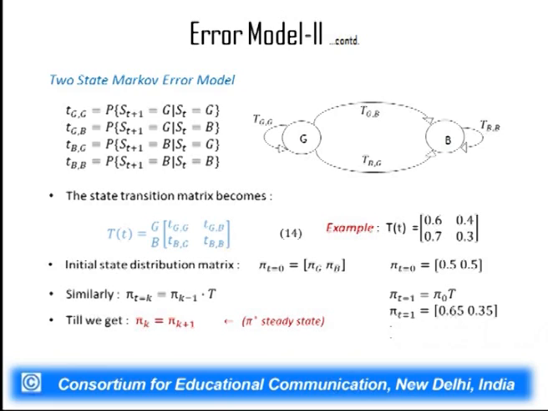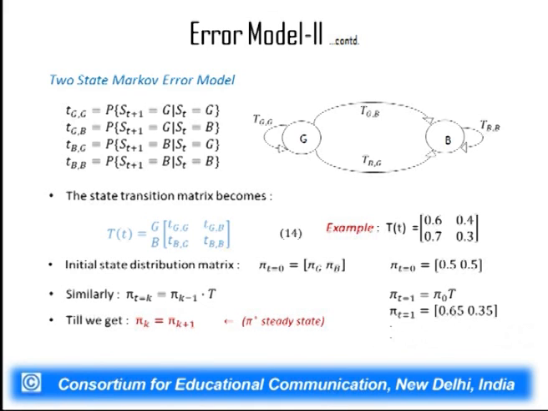Now here in the diagram, it shows that there are two states, and there are transitions between these two states. Each transition is associated with a particular probability. There are 4 probabilities with 4 transitions. And since there are transitions, we have a transition matrix as in equation 14, and we can see that there is an example that has been taken up here.